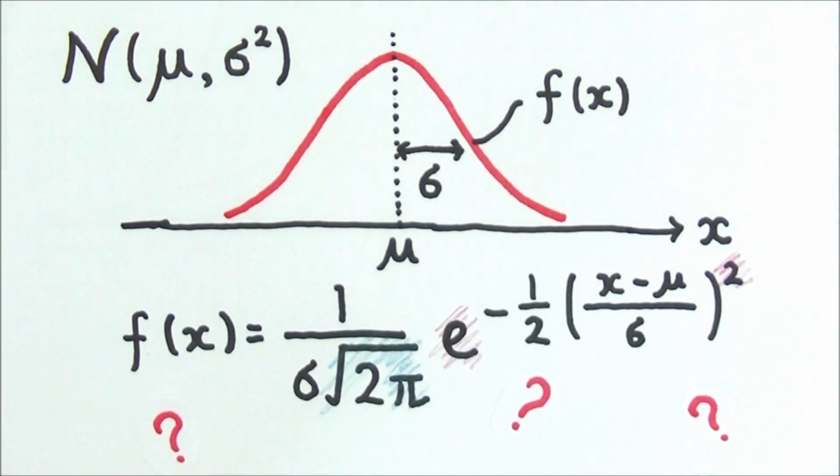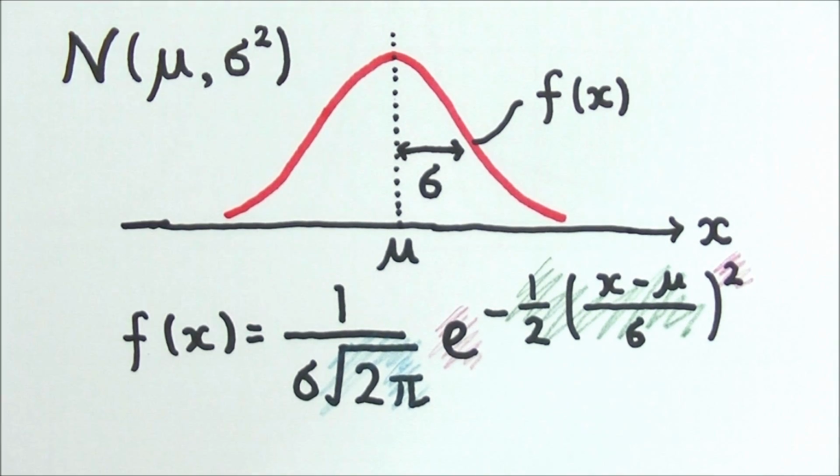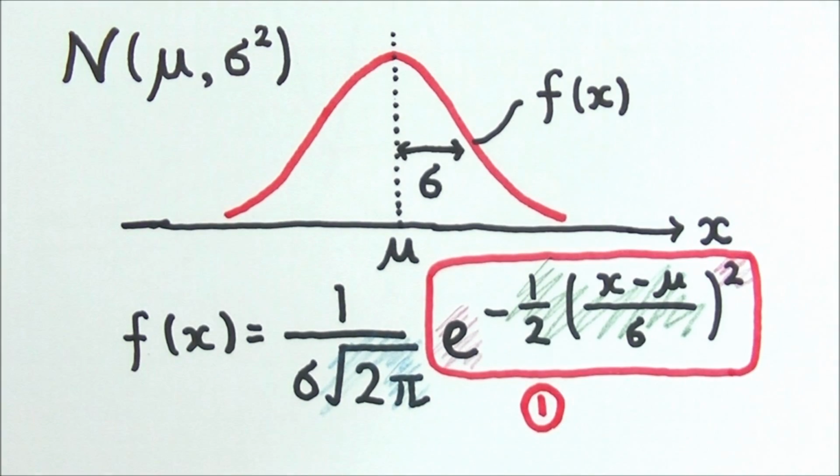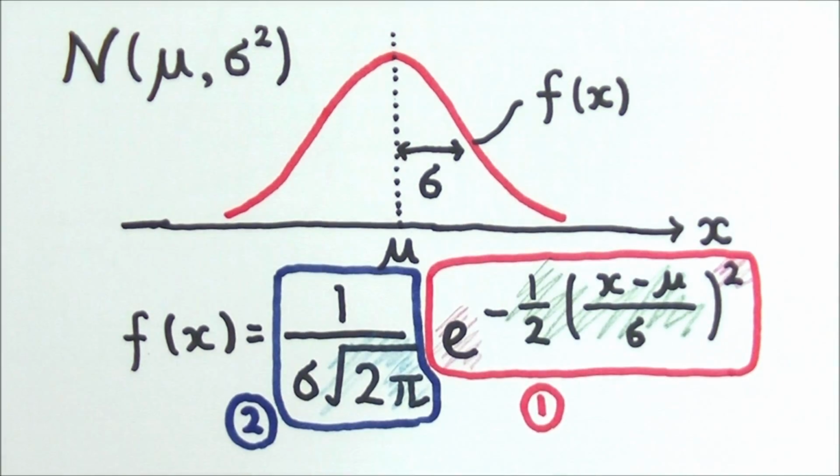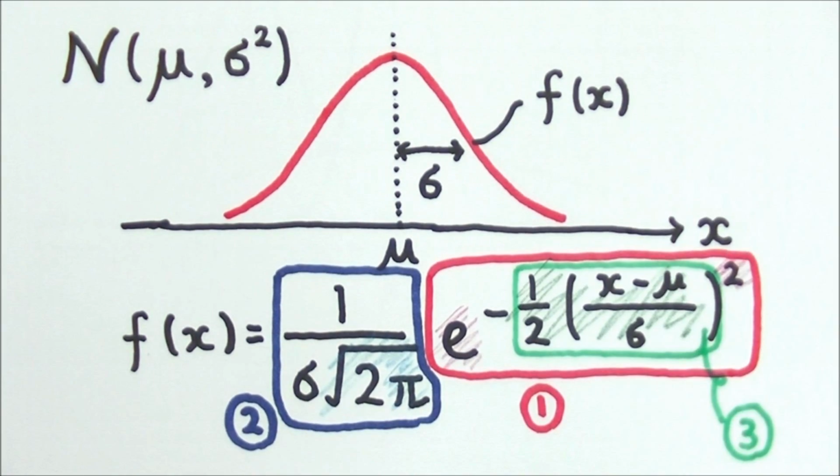It has e, pi, and sigma all jumbled up into a complicated formula. But no worries, let's go through the derivation of this formula. First, the basic formulation, second, the coefficient, and third, the details of its exponent.